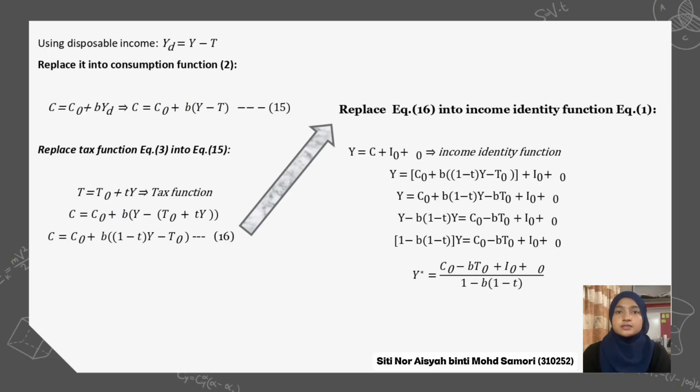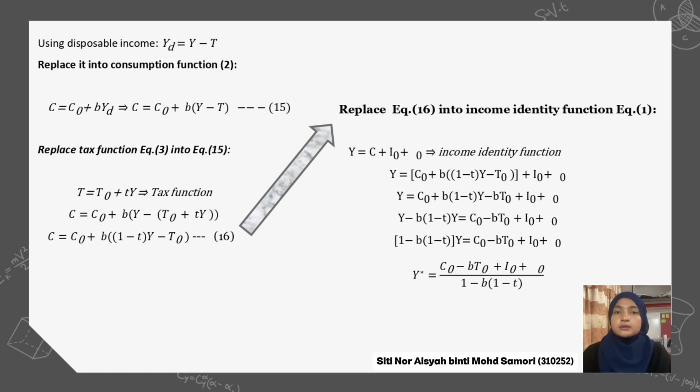The original consumption function is C equals C sub 0 plus B times Y sub D. Now we substitute Y sub D equals Y minus T into the consumption function. So the equation becomes C equals C sub 0 plus B times open bracket Y minus T close bracket.